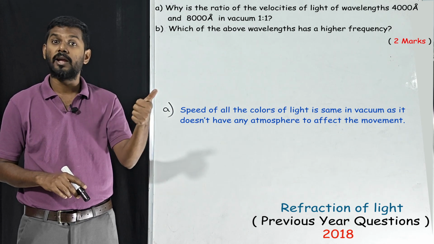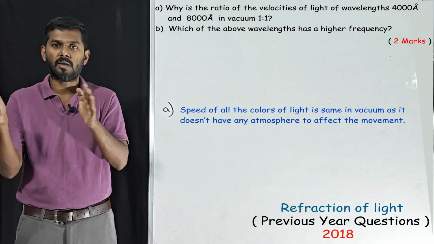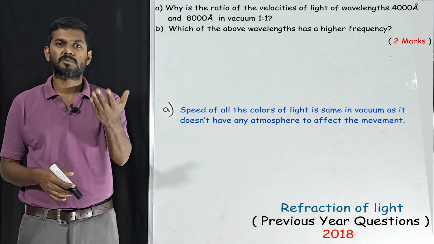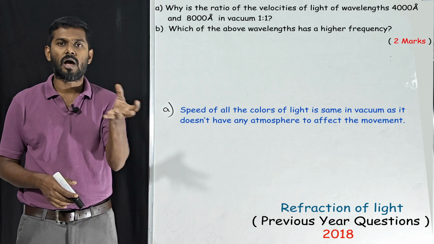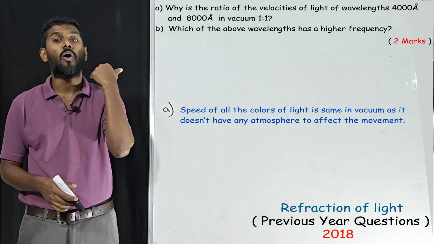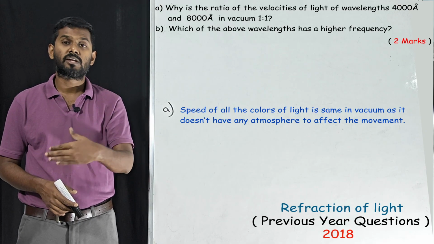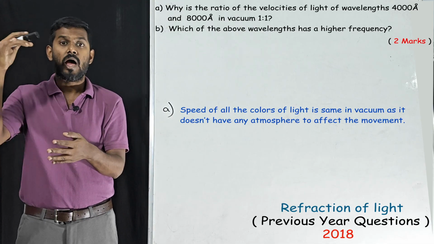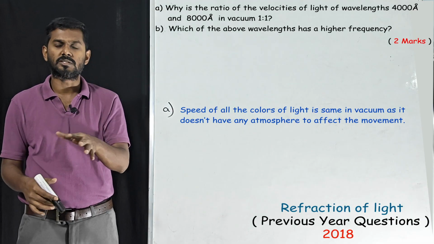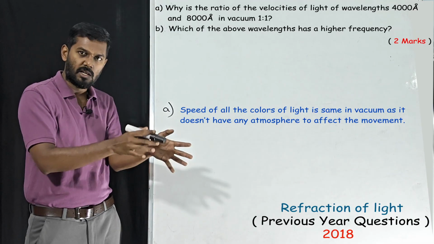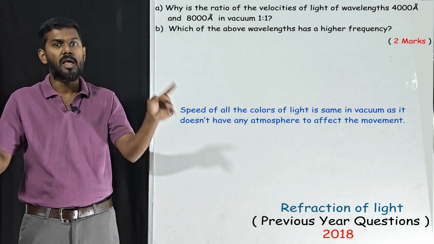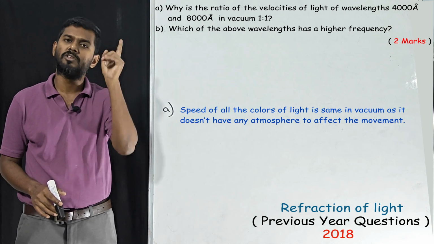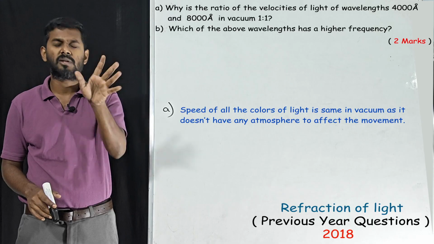Speed of all the colors of light in vacuum is the same. Keep that in mind. Sometimes they will confuse you with different colors. Which color has maximum speed in vacuum? Either red or blue. We know the speed of all the colors is the same, not only colors. When it comes to the electromagnetic spectrum, like infrared rays, UV rays, microwaves, all those radiations as well as the colors will have the same speed in vacuum. Keep that in mind. All the radiations, all the colors will travel with the same speed in vacuum. This is very much important.